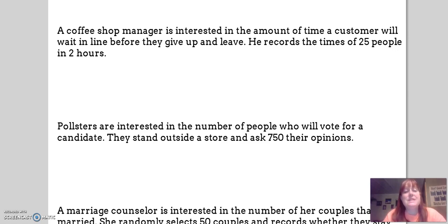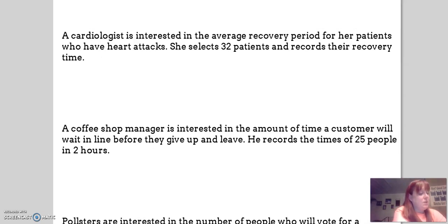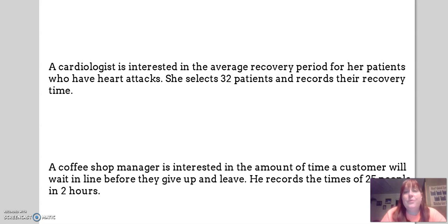So again, the statistic for the coffee shop would be the average wait time before they left. That would be a statistic, if we're just talking about the people he looked at, the 25 people. If we counted every single person in our population and found that average wait time, that would be a parameter. The average recovery time for the 32 patients would be a statistic. And then if we were able to measure the average recovery time for all patients that she's ever treated, that would be a parameter.